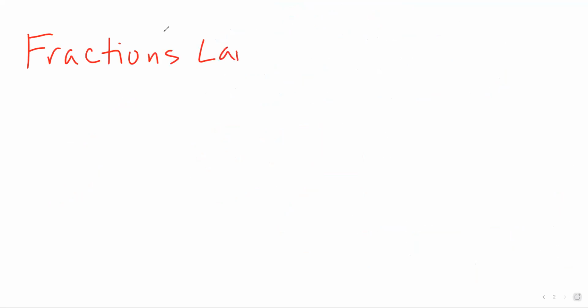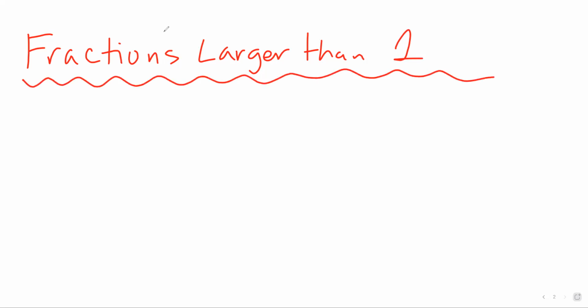Dun, dun, dun. I had to make the music longer because I was still writing. So fractions longer than 1. Wait, larger than 1. Longer? What? Oh my gosh. Larger. Fractions larger than 1. Let's get to it.